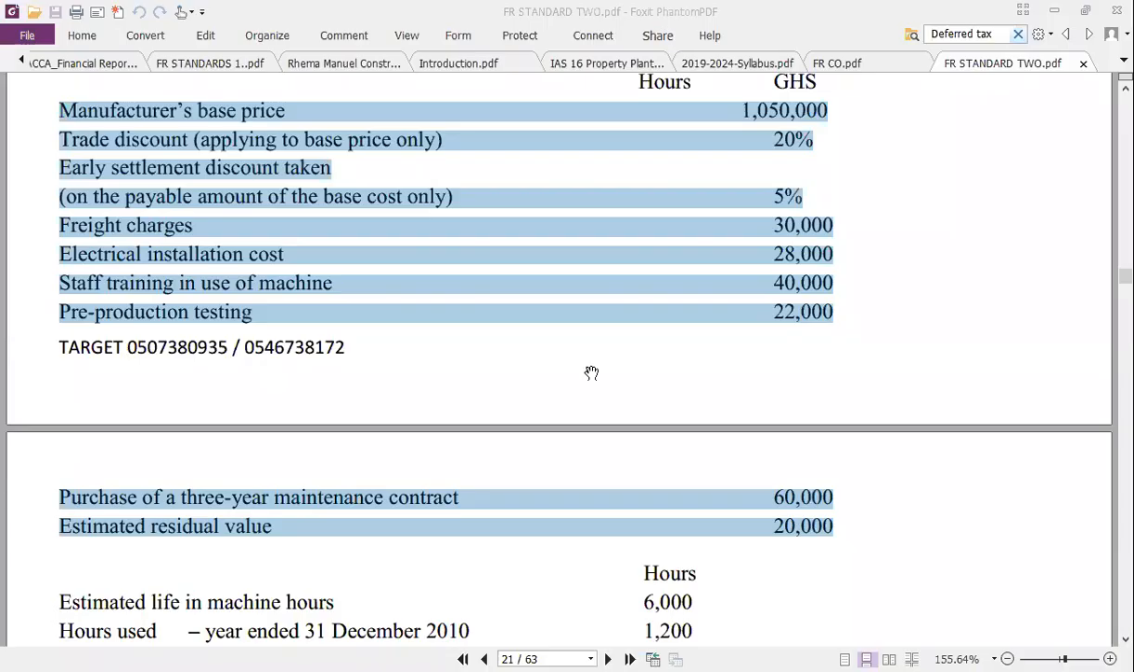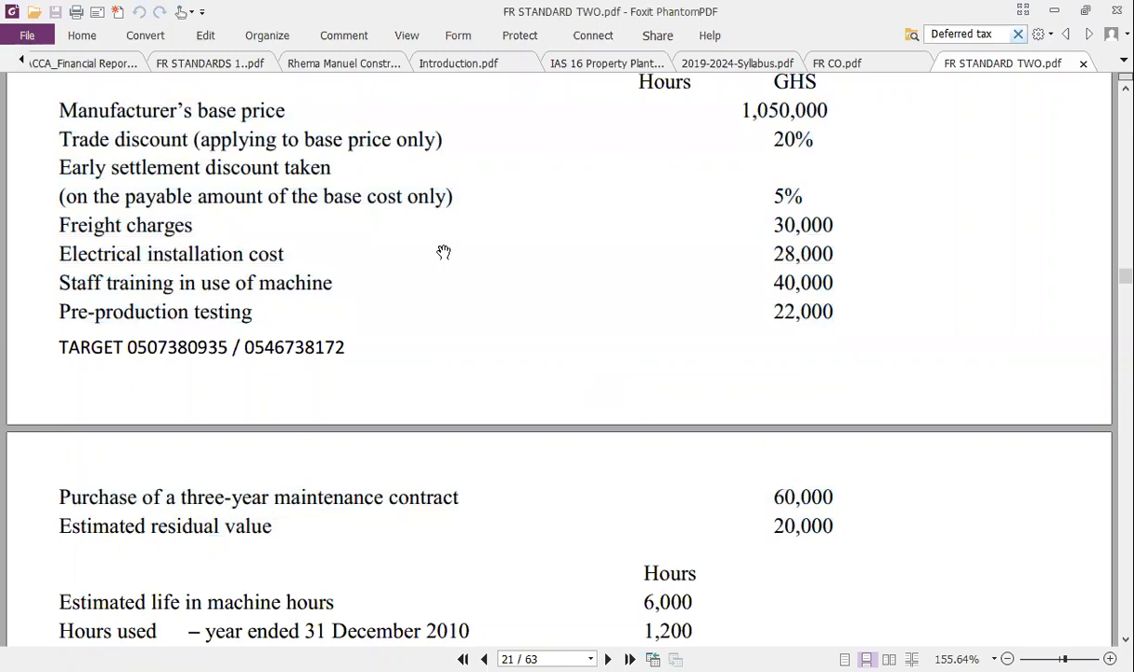Now let's see. Early settlement discount taken on the payable amount. That means it's on the balance, after the trade discount. Good. So now we are not going to consider that. If you go to the P&L, that's the discount received. It goes to P&L, so it does not affect the cost of the PPE. So you ignore it. If we ask you to account for it, tell the examiner that it should be accounted for in the P&L, the profit and loss, but not the cost of the asset. That's all. Freight charges 30,000. So freight charges.